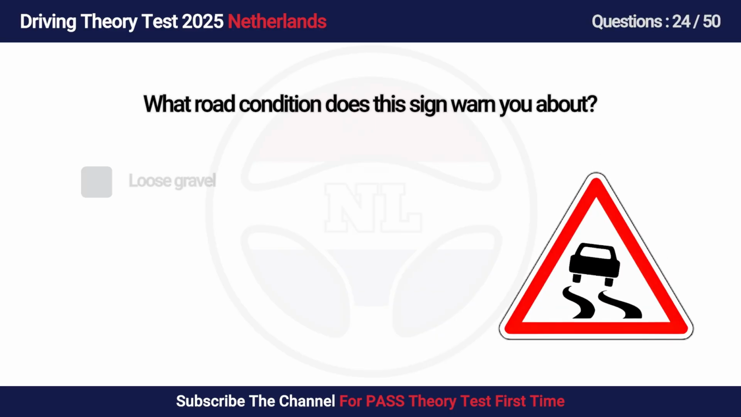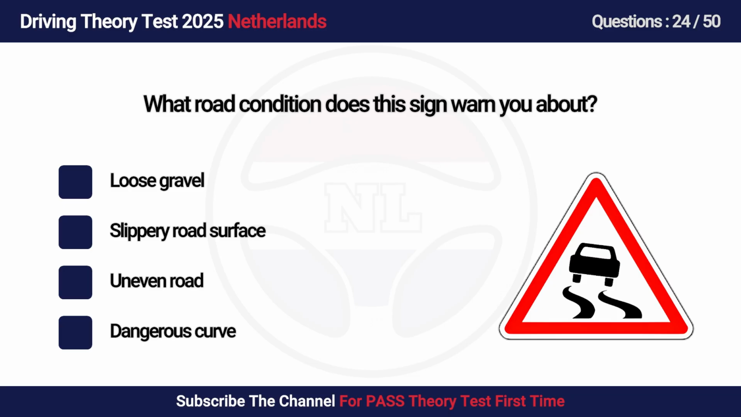Question 24. What road condition does this sign warn you about? A. Loose gravel. B. Slippery road surface. C. Uneven road. D. Dangerous curve.